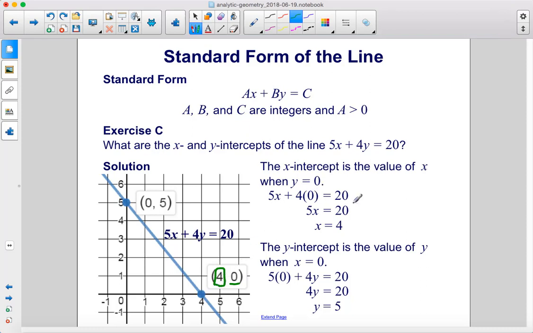So here we have our equation. You plug 0 in where y was, solve for x, and you see x equals 4. So here's our x-intercept. For the y-intercept, you do the same thing, but you plug 0 in where you see an x. So then you solve for y, and you get y equals 5. So when x equals 0, y equals 5.